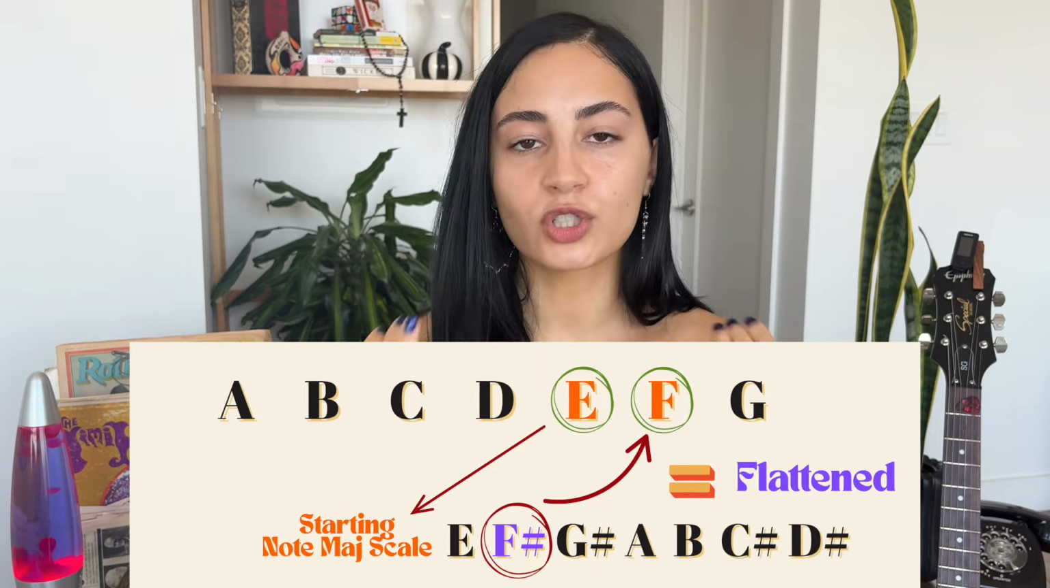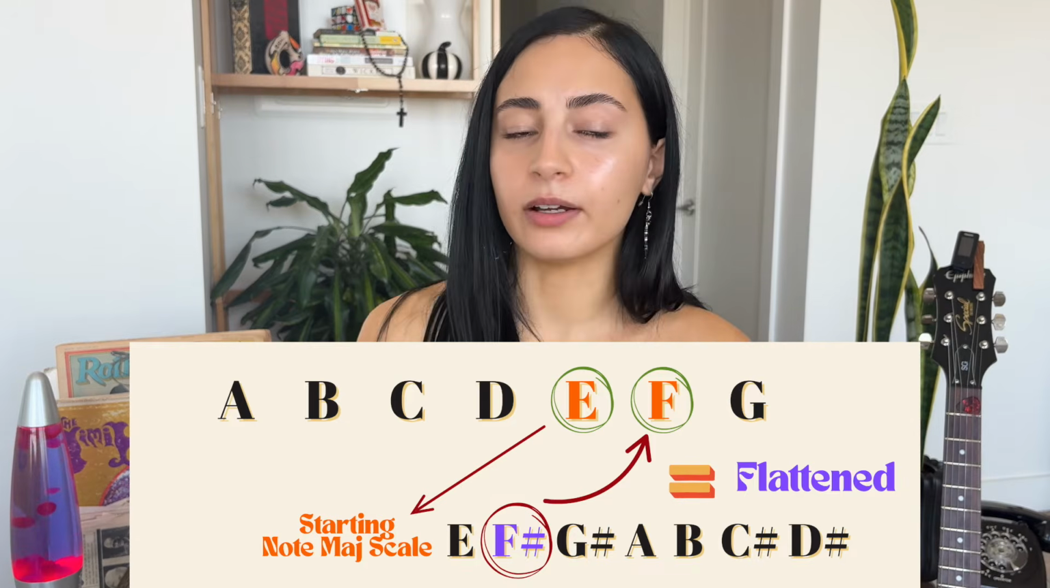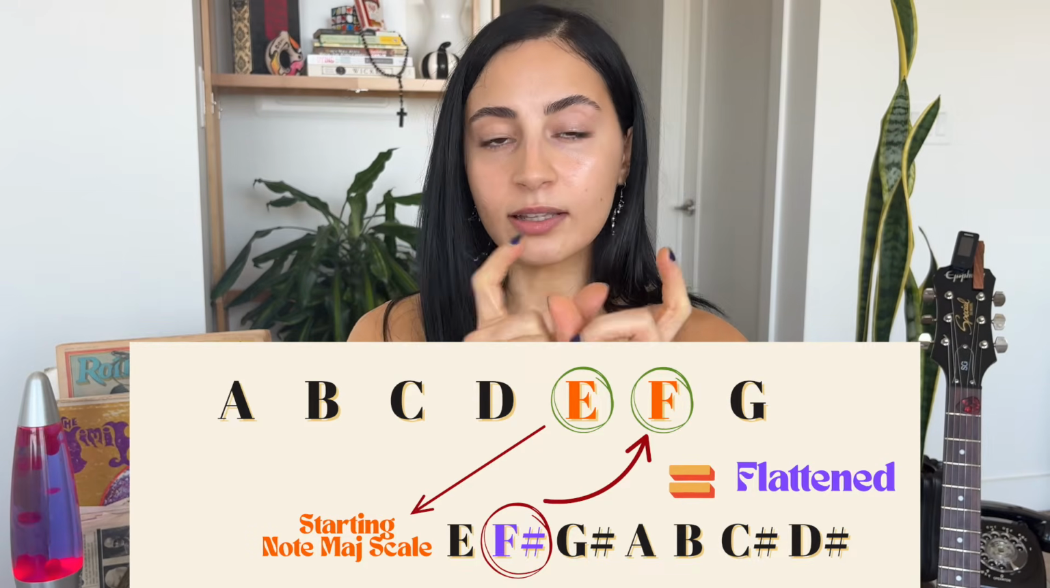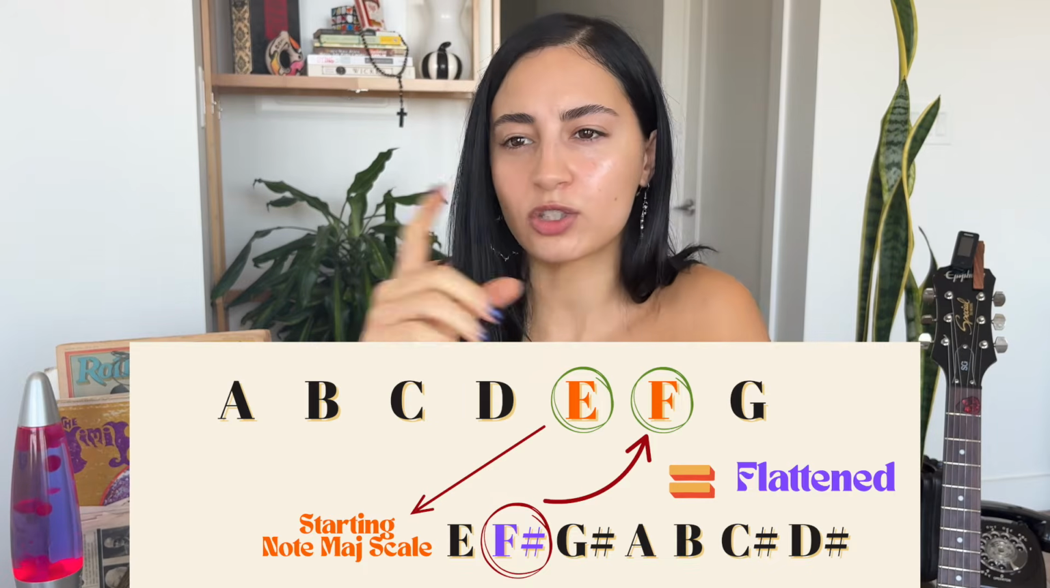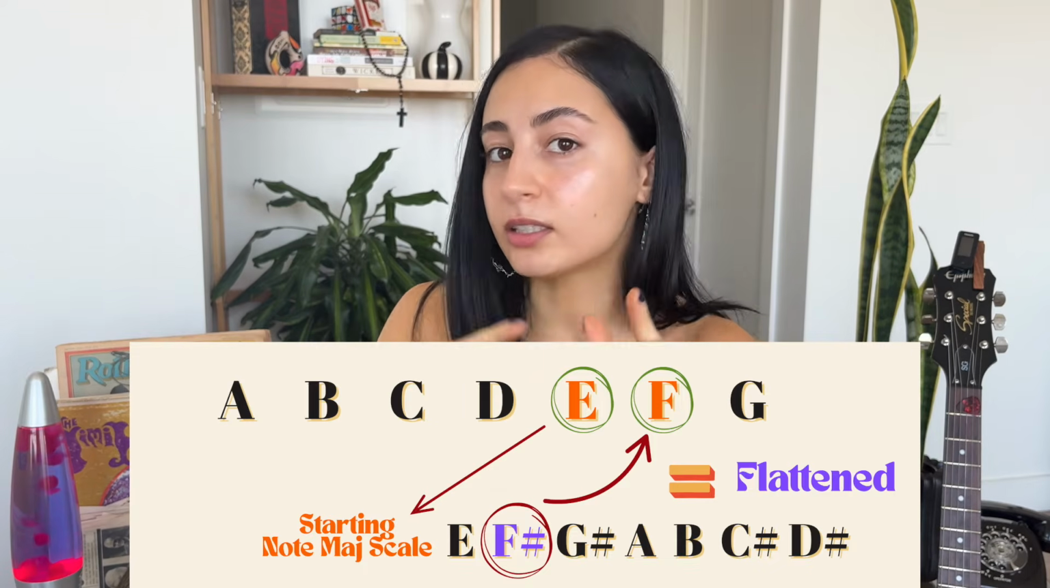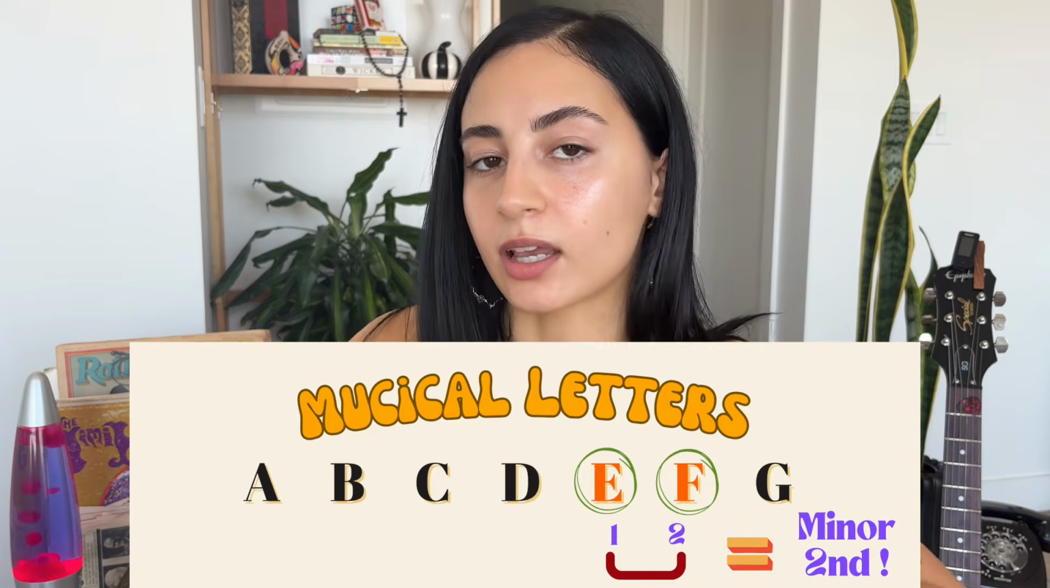And that is an F sharp. Well, looky here. That means the F note is flattened from the way that it naturally lives in the E major scale, even though it's not F flat, right? It's flattened. So that means this is a minor second. So I just wanted to show you that the note doesn't have to be flat for it to be flat. You know what I'm saying? It just has to be flattened.